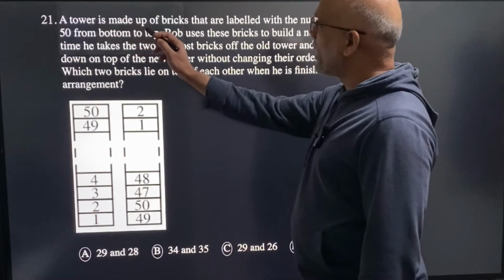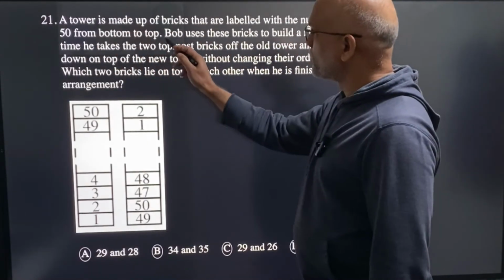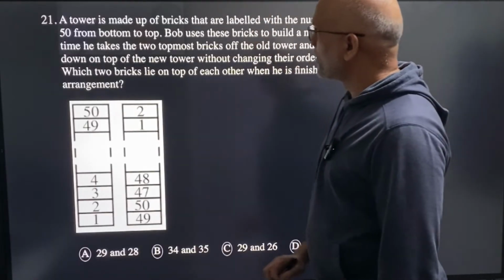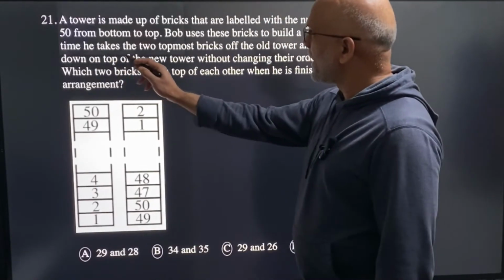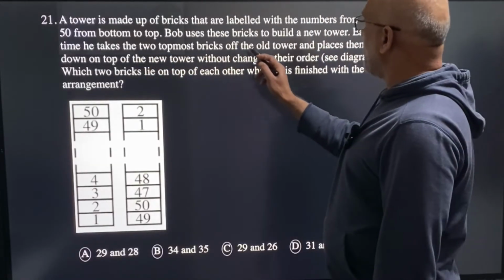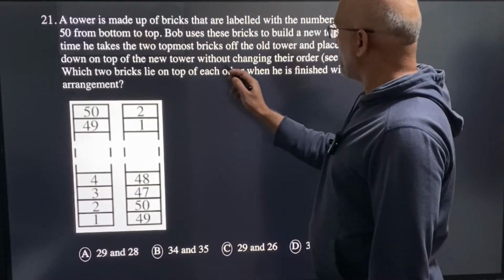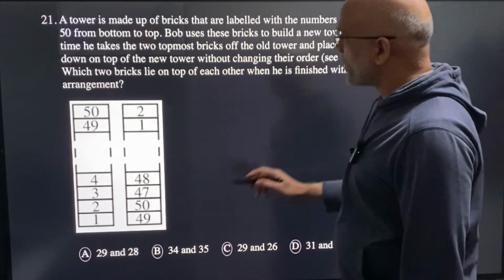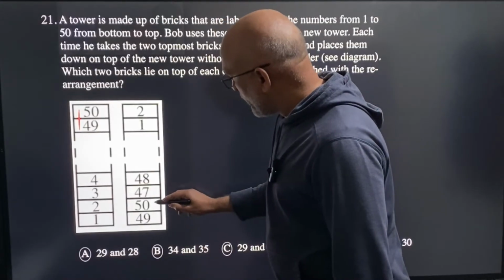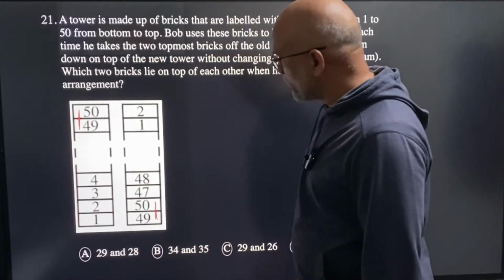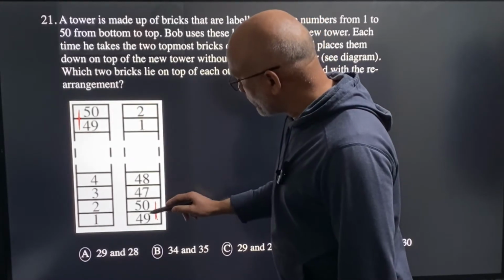A tower is made up of bricks that are labeled with numbers from 1 to 50 from bottom to top. So 1 to 50 from bottom to top. Bob uses these bricks to build a new tower. Each time he takes two topmost bricks of the old tower and places them down on the top of the new tower without changing their order. See the diagram. Alright, so we are taking the top two and starting to put them on the new tower without changing the order. It is 50, 49, 50 on the top, 49 on the bottom.